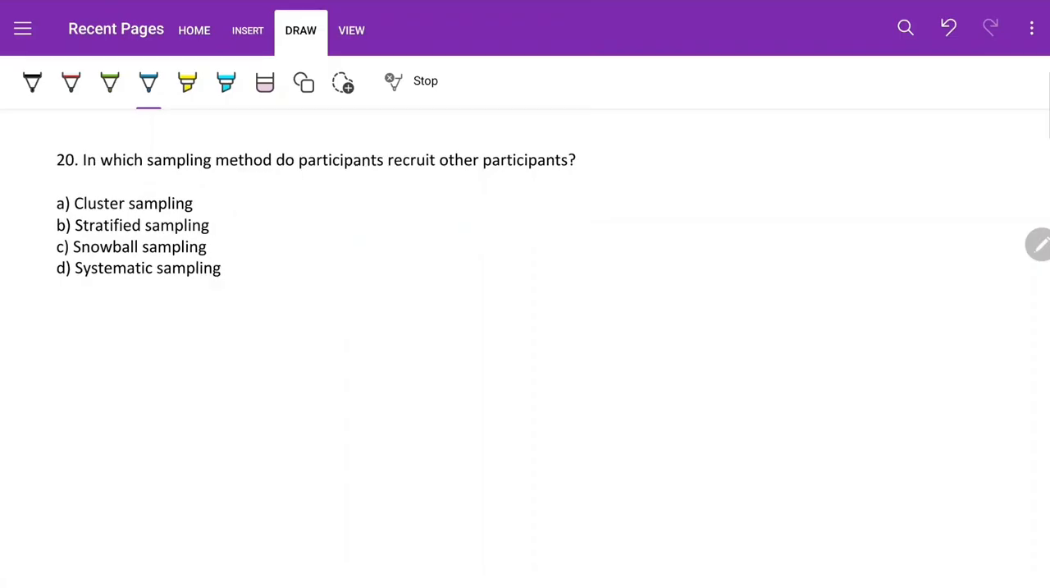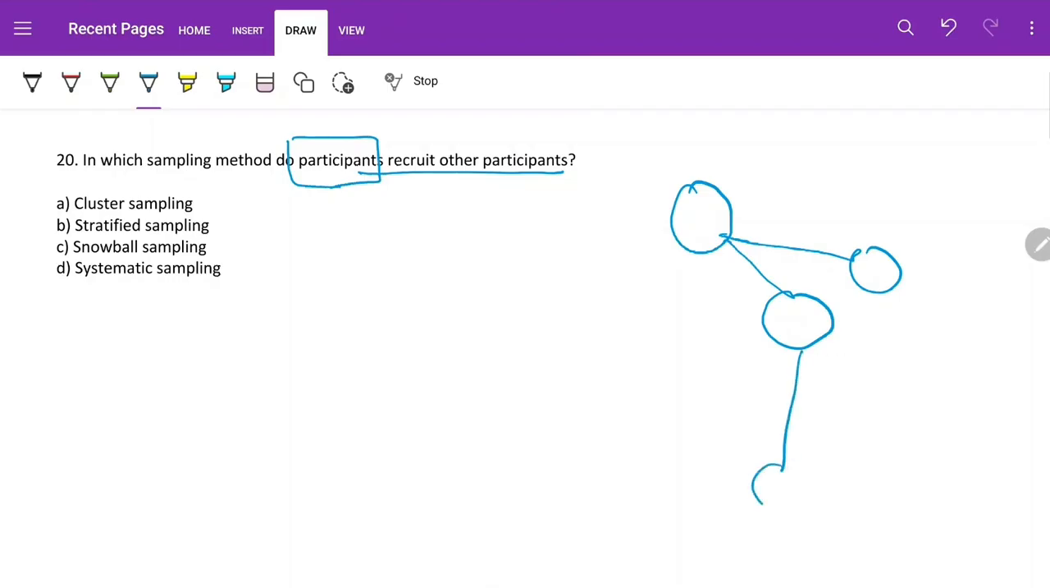In which sampling method do participants recruit other participants? Participants recruit other participants. We have seen snowball sampling. Snowball is where one participant is recruiting another participant. So it is like a chain. This is snowball sampling.